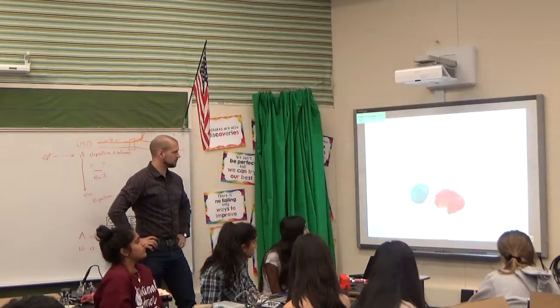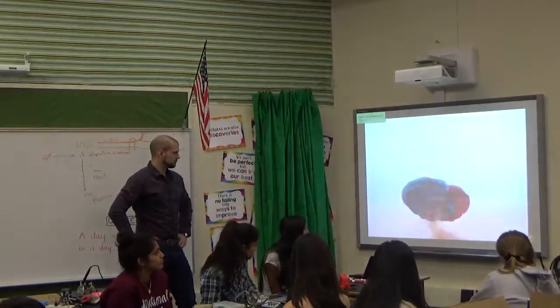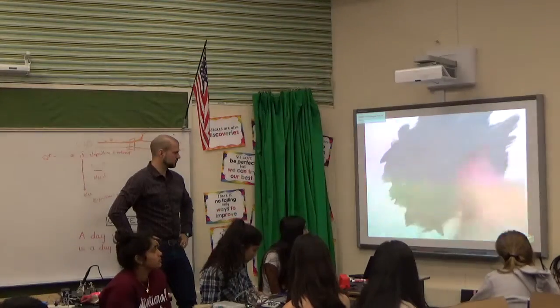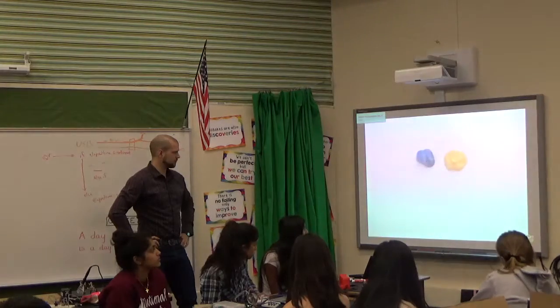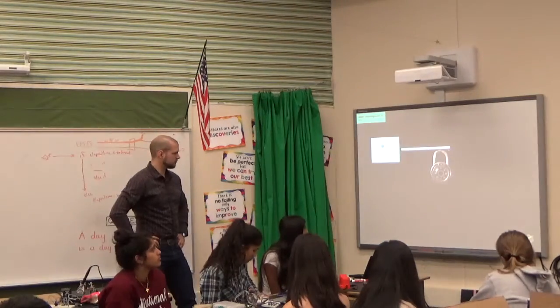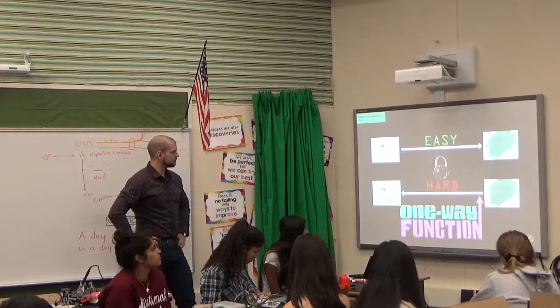The trick is based on two facts. One, it's easy to mix two colors together to make a third color. And two, given a mixed color, it's hard to reverse it in order to find the exact original colors. This is the basis for a lock. Easy in one direction, hard in the reverse direction. This is known as a one-way function.